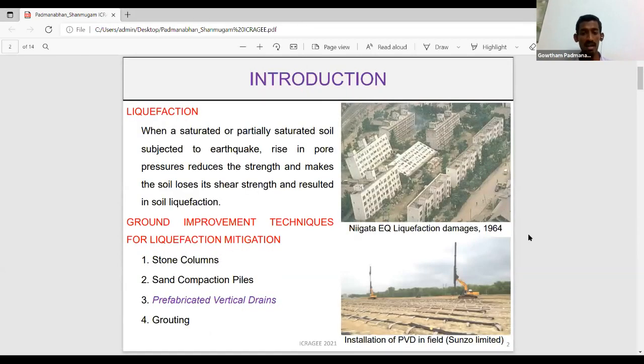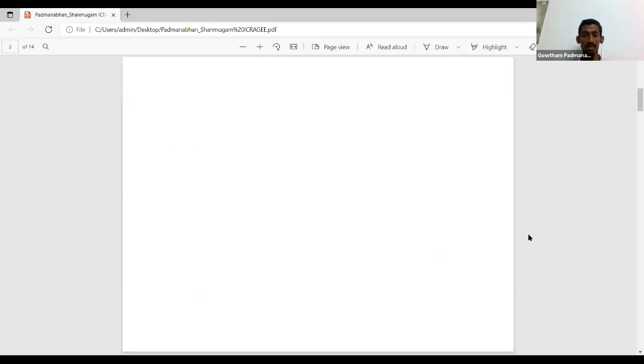Liquefaction is an interesting and evergreen research topic in geotechnical earthquake engineering. It occurs in saturated sand deposits due to the generation of excess pore water pressure during seismic loading. It results in ground failure, and damage to existing foundations and structures. The figure shows a typical ground failure observed during the 1964 Niigata earthquake in Japan. Many ground improvement techniques have been proposed and installed in the field to mitigate liquefaction. Commonly used techniques are stone columns, sand compaction piles, prefabricated vertical drains, grouting, and many more. The figure shows a typical PVD improvement system installed in the field.